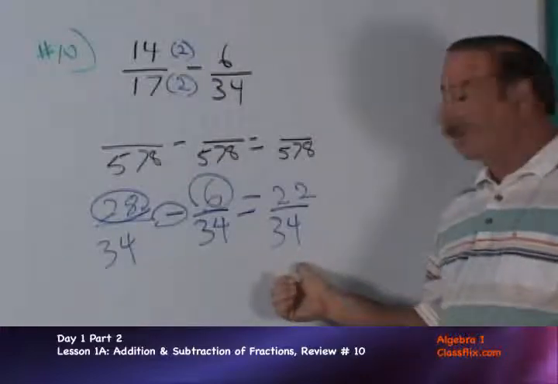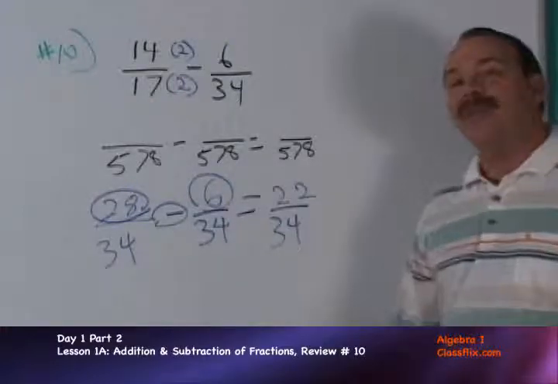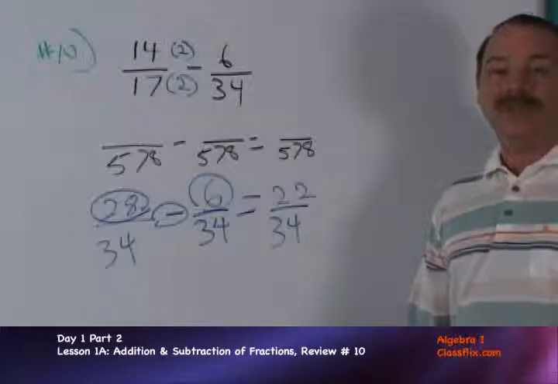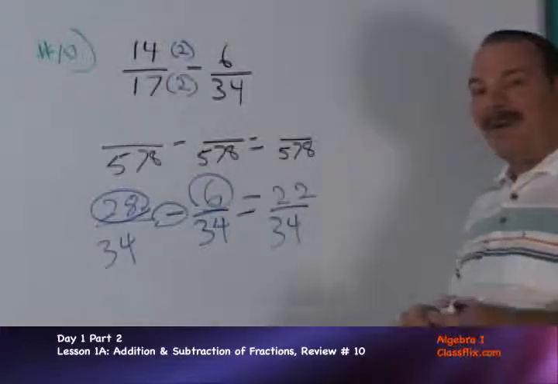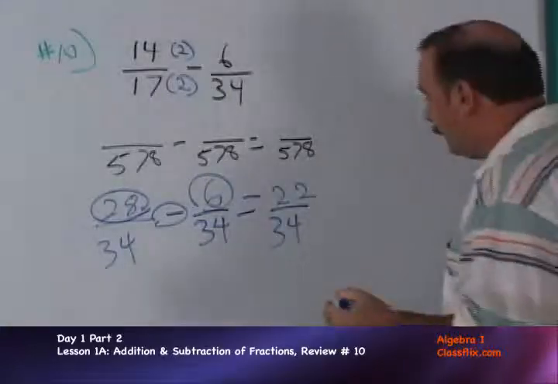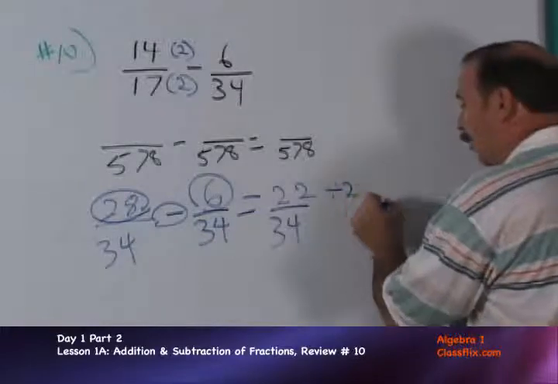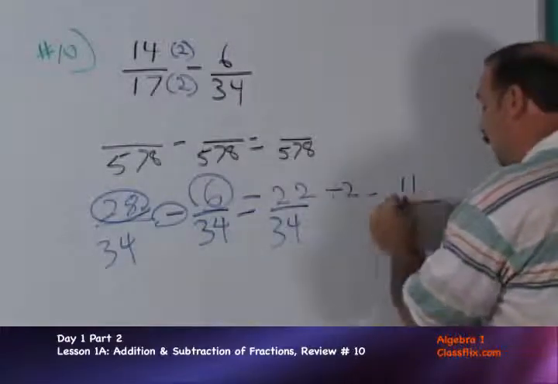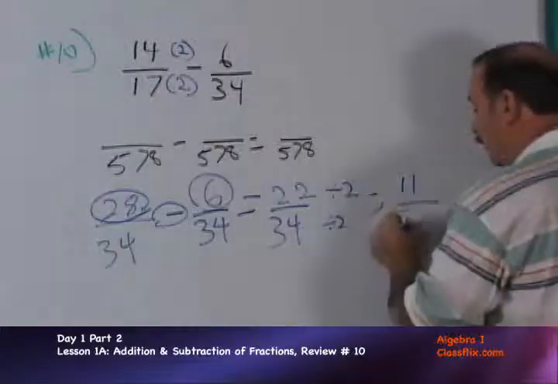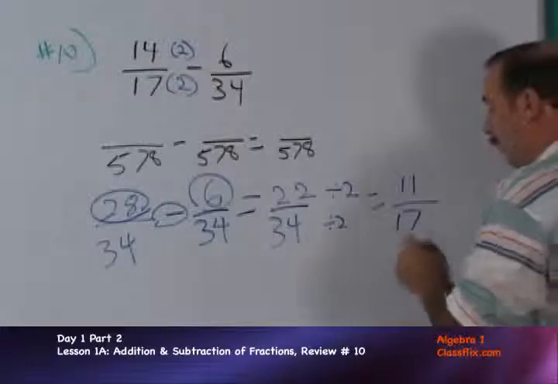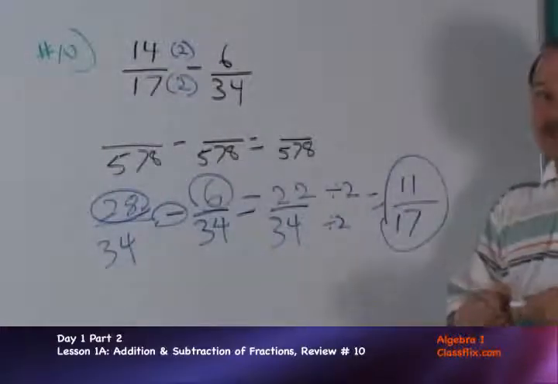How does it need to be simplified? Well, the 22 is an even number, which means it's divisible by 2, and the 34 is also an even number, which can be divided by 2. If you can divide a prime number into both the numerator and the denominator, then it's not simplified yet. So if I divide the top by 2, 2 goes into 22 11 times. And if I divide the 34 by 2, it's going to take me back to that original 17, isn't it? So the correct answer is 11 over 17.